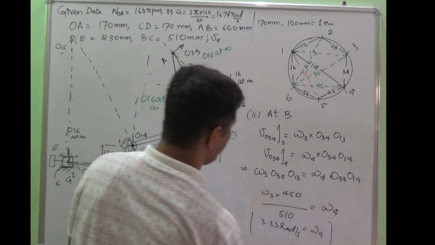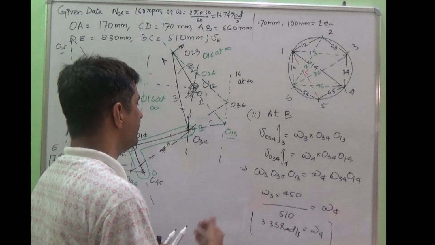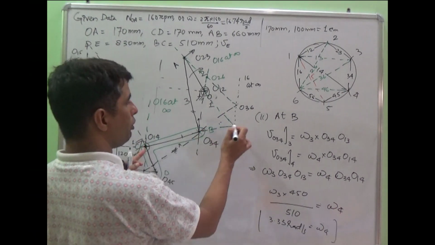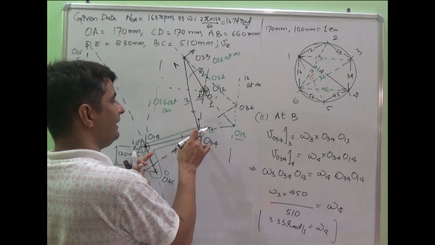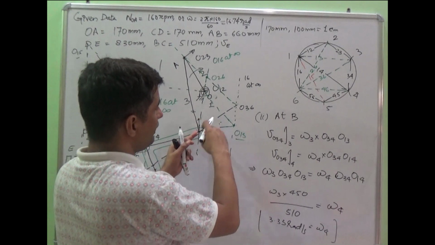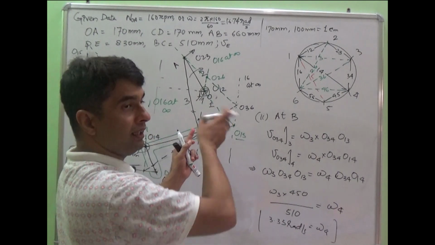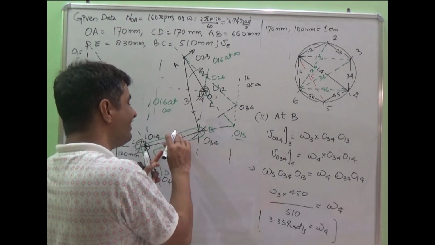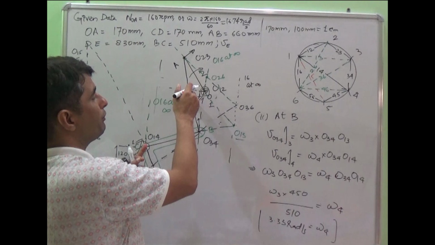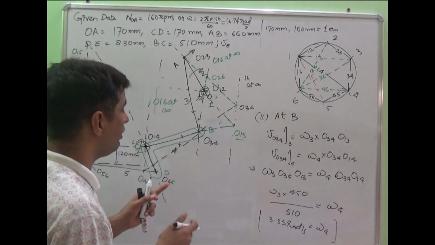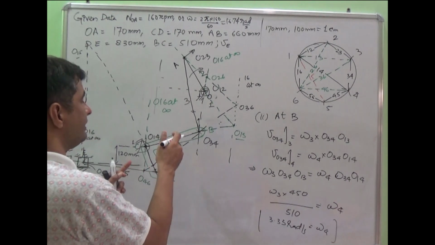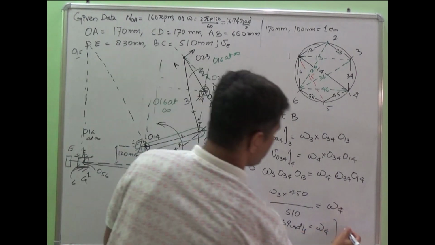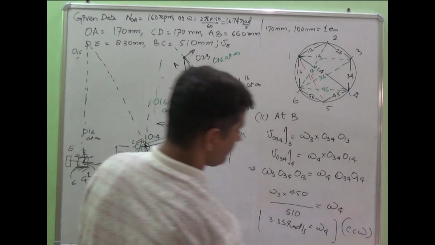So now once you get omega 4, it is time to estimate its direction. So you look at O34, O14 and O13. O34 is lying in the middle, or you can say points O13 and O14 are lying on either side of O34. Therefore, the sense of rotation of link 4 would be opposite to the sense of rotation of link 3. Link 3 is rotating in the clockwise direction, therefore link 4 would rotate in the anti-clockwise direction with reference to this vector as well.